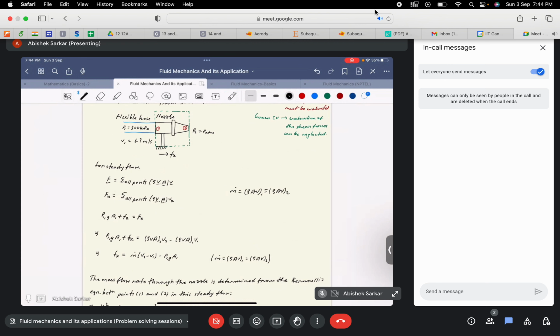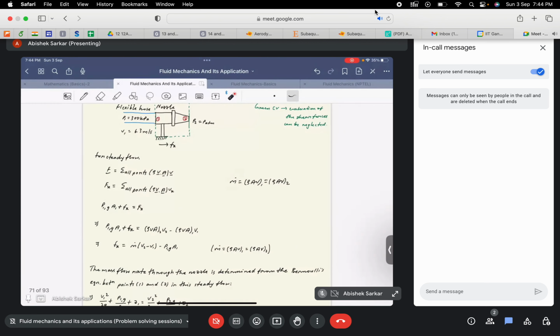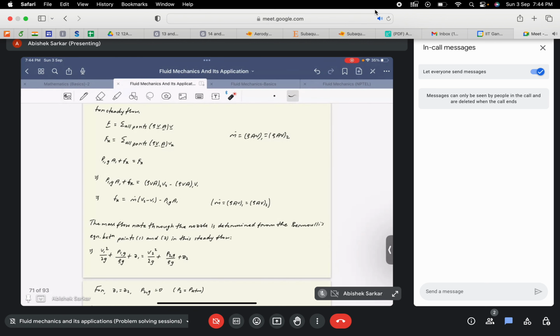So we can just take that. At station 2, or at the exit, we have rho VA2 V2, because V2 is the velocity at station 2, minus rho VA1 V1, which is at the inlet. Again, from mass conservation, rho AV1 is equal to rho AV2, so we take that as m dot, the net mass flow rate. So Fx can be evaluated as m dot (V2 minus V1) minus P1g A1.